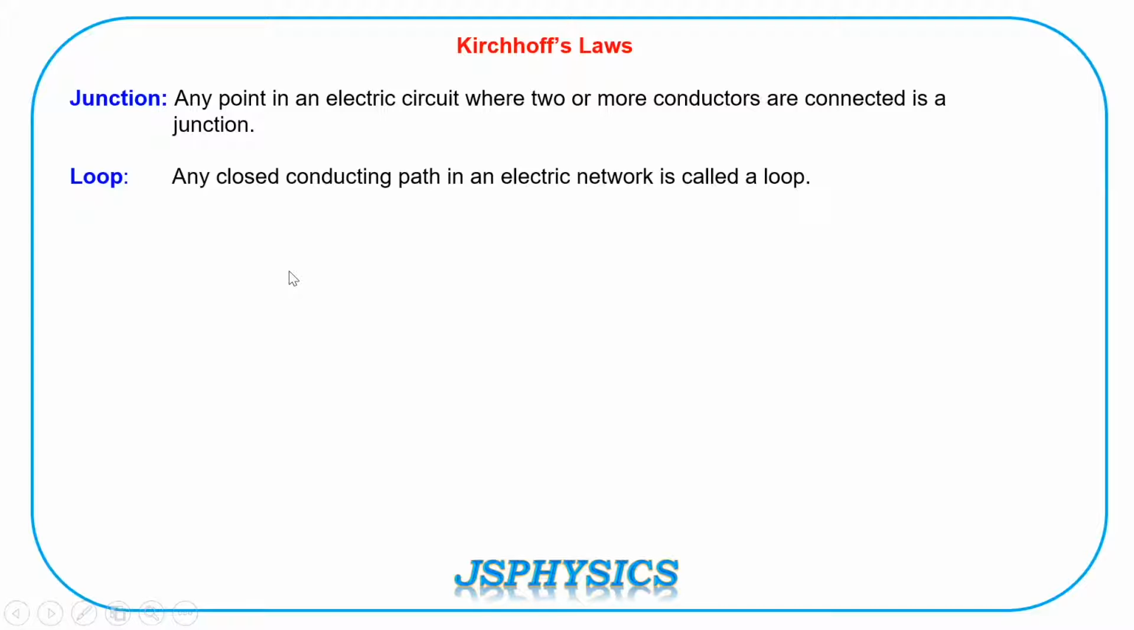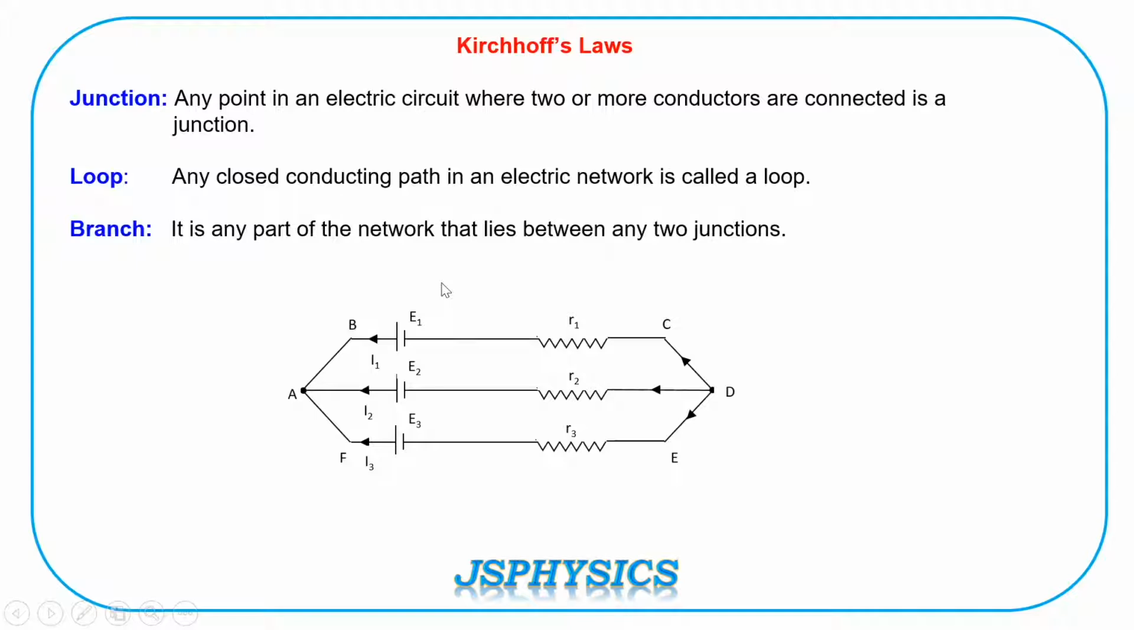Another term is loop. Whichever circuit we are looking at may have a large number of closed paths, and this closed conducting path in an electrical network is known as a loop in a particular circuit. The third term is branch. It is any part of the network that lies between any two junctions.